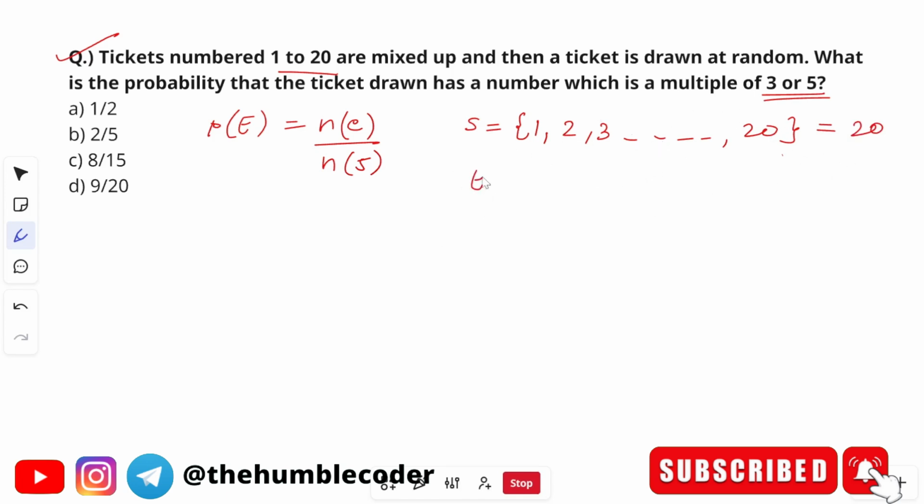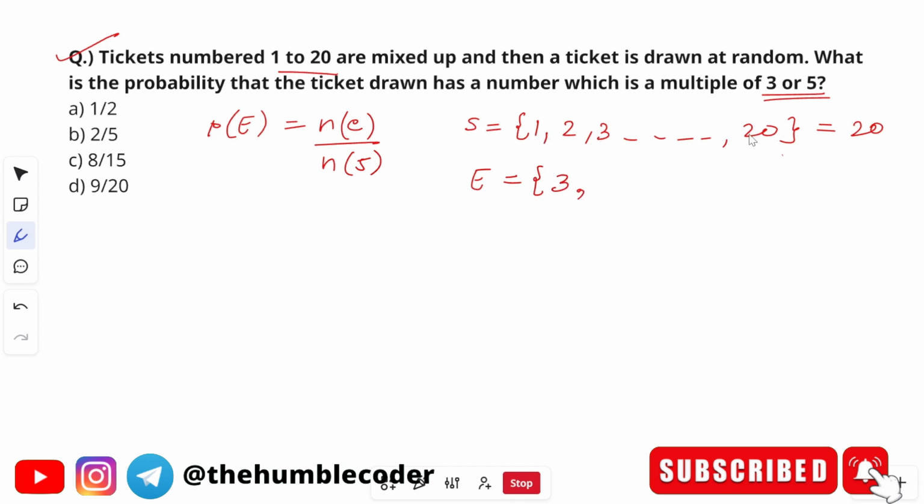Now we are going to find out the event. The event is that the ticket drawn has a number which is a multiple of 3 or 5. So let's try to create the event. In the sample space we have all the numbers from 1 to 20. In the event we will only take those numbers which are a multiple of either 3 or 5. So 1 cannot come, 2 also cannot come, but 3 can come, because 3 is a multiple of 3.